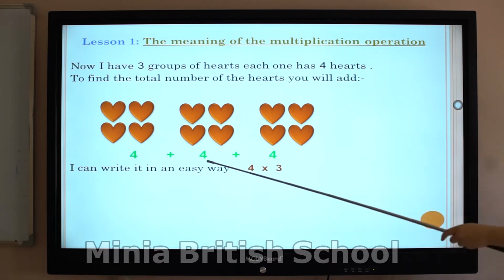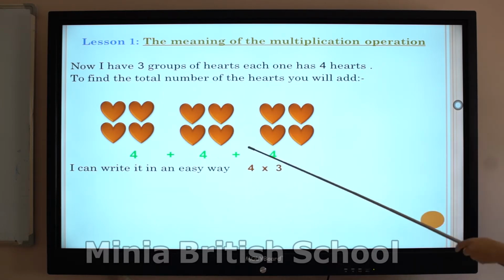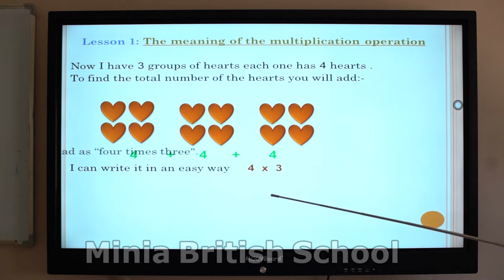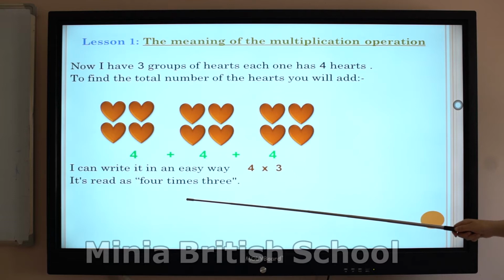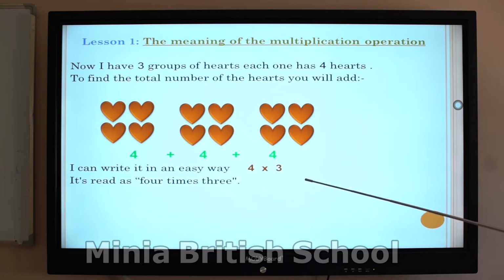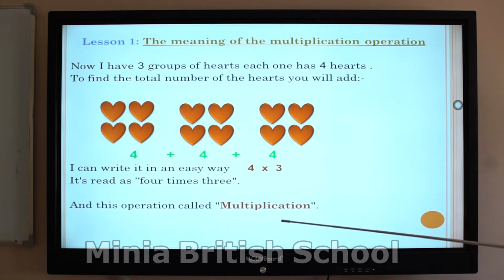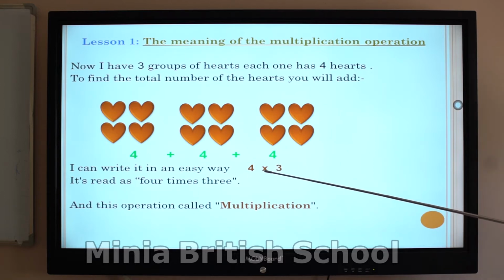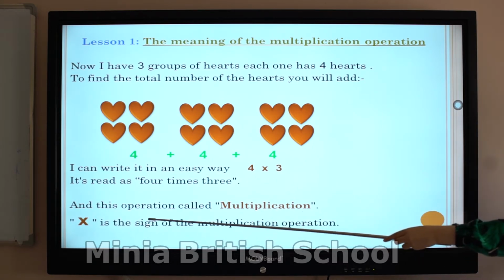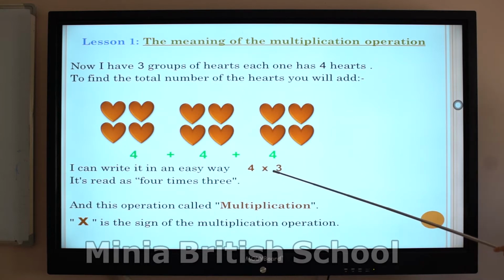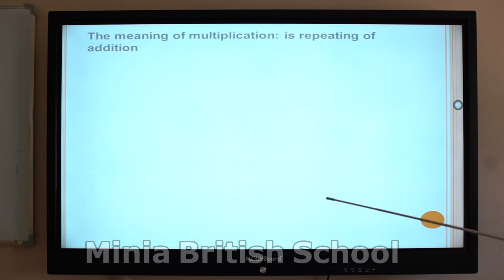I convert addition to multiplication. And you can read it as 4 times 3. Okay. This is an operation called multiplication. And this sign, like the X letter, is the sign of the multiplication operation.